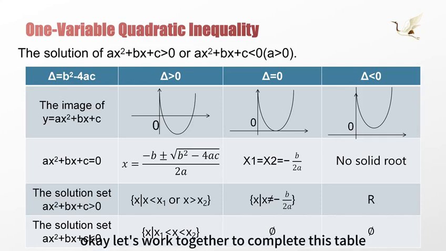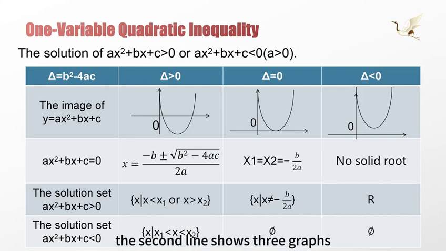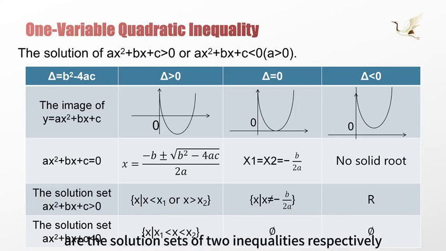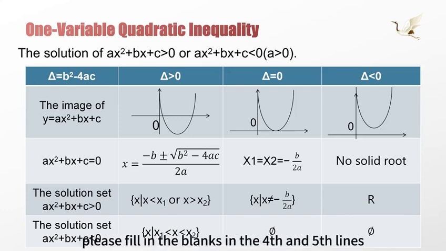Okay, let's work together to complete this table. The first line corresponds to three situations of the discriminant. The second line shows three graphs of the corresponding quadratic functions. The third line shows the solution of the corresponding quadratic equation. The fourth and fifth lines are the solution sets of two inequalities, respectively. Please fill in the blanks in the fourth and fifth lines.